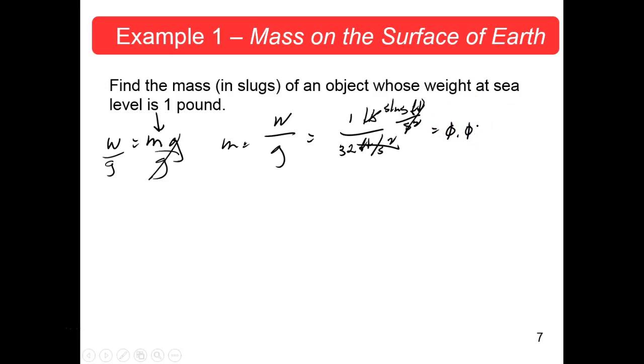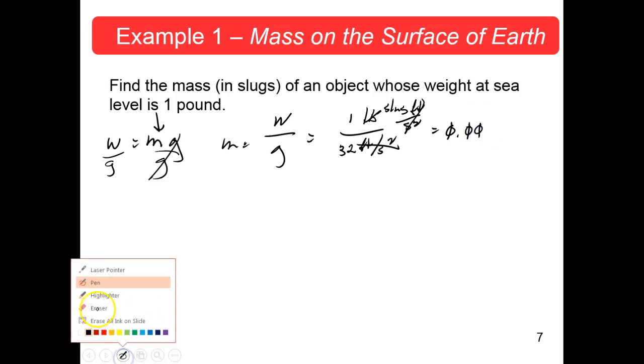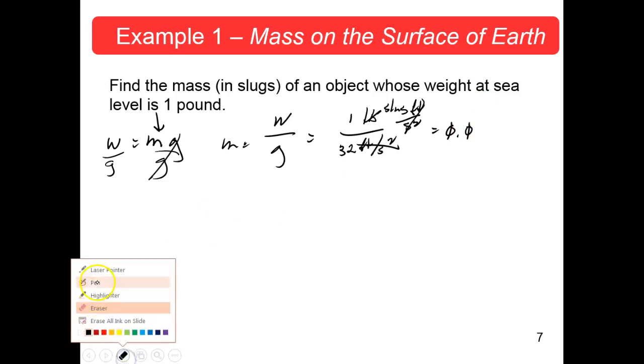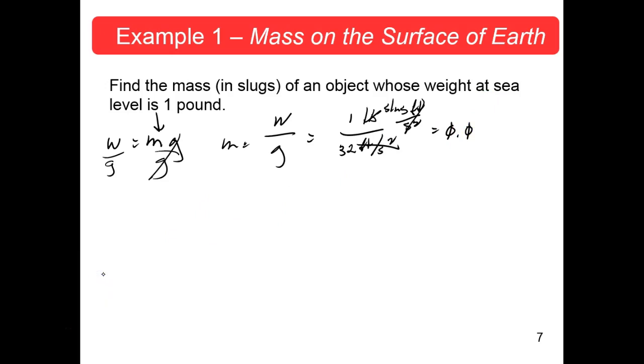1.00. No, just 1 0. 0.3125, is that it? 3125. Slugs.